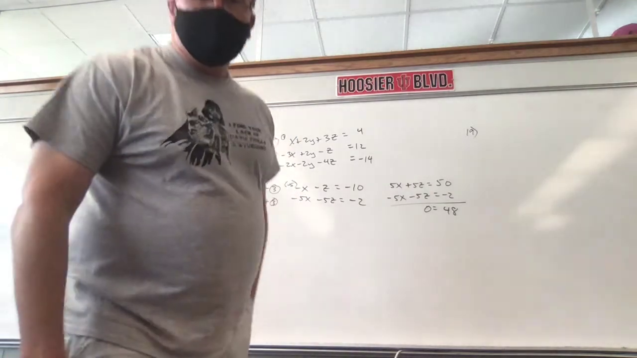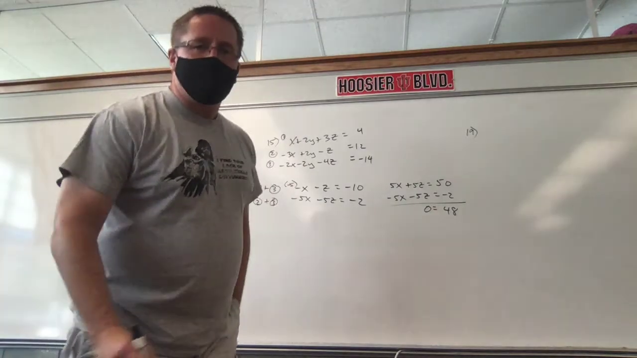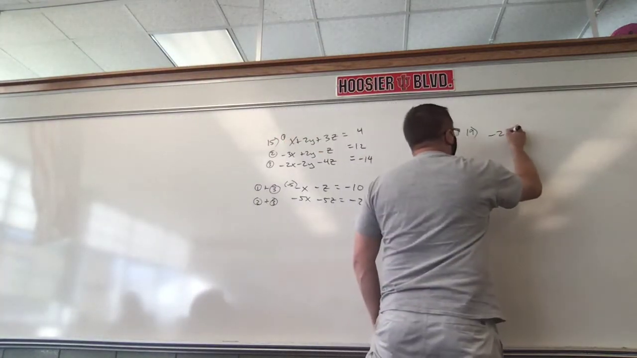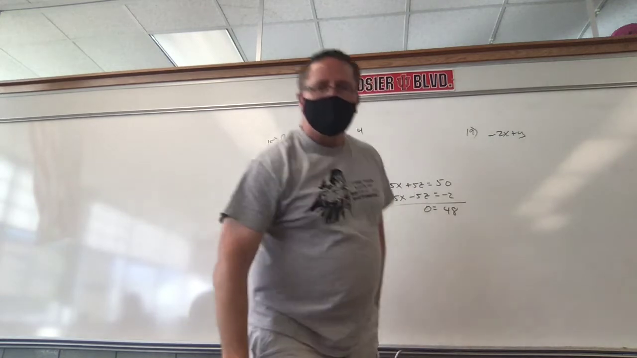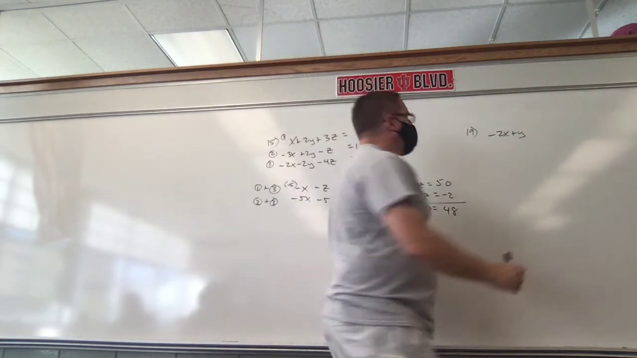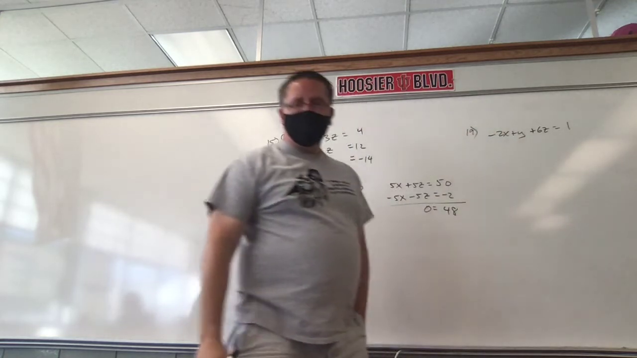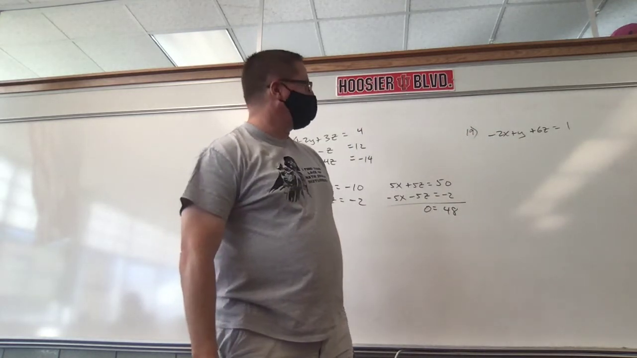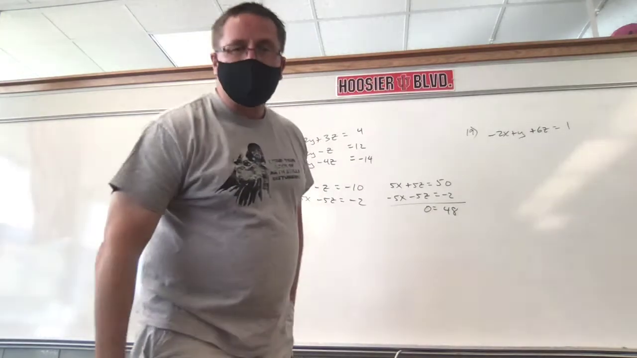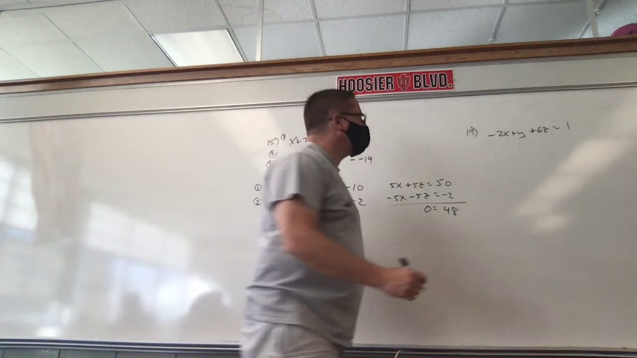Okay, number 19. So we have negative 2x plus y plus 6z is 1. I will tell you this. This is not a no solution one, okay? I only know that because I'm looking at the answer. 3, 2, and 5.